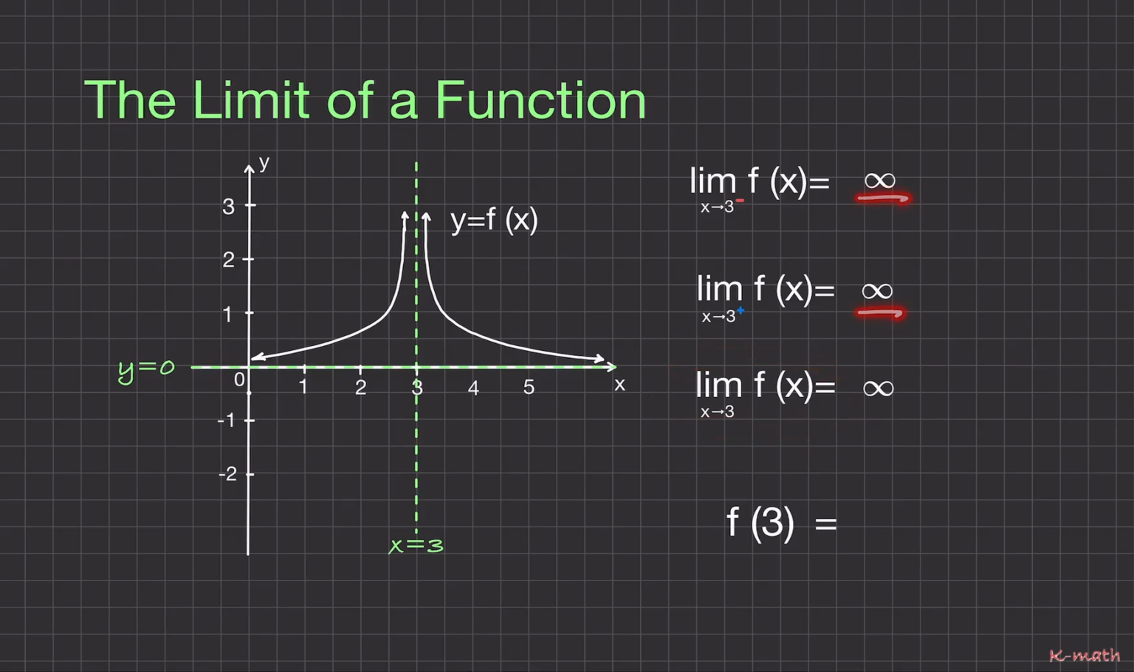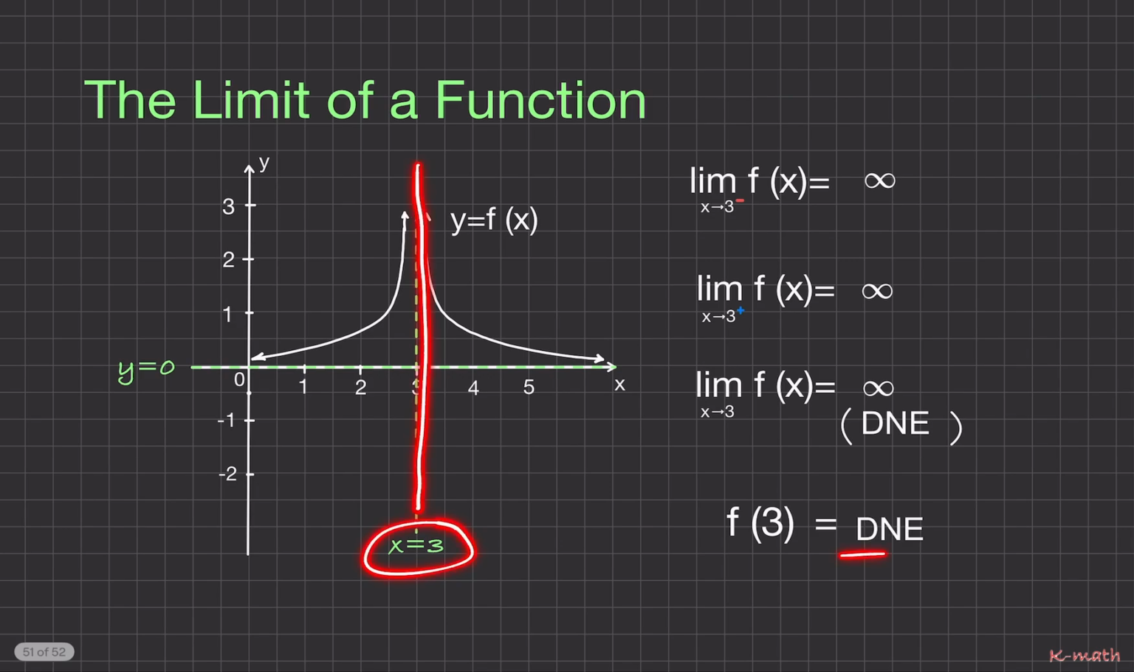We can write positive infinity just to show how the y values behave. But actually, infinity is not a number. It just means the y values grow forever. So technically, it does not exist. What is f of 3? f of 3 is not defined. So we just write DNE.